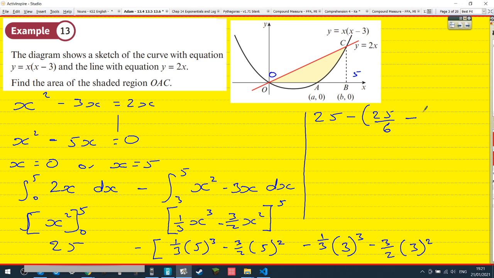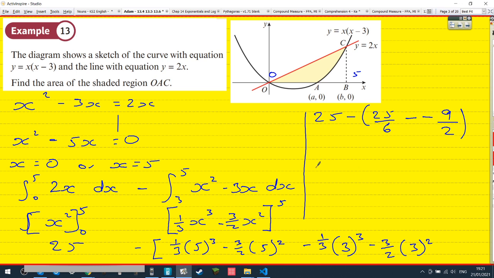And I got minus 9 over 2 for the second number. Okay. And then you put all of that into the calculator. Yeah. So it'd be 25 minus.